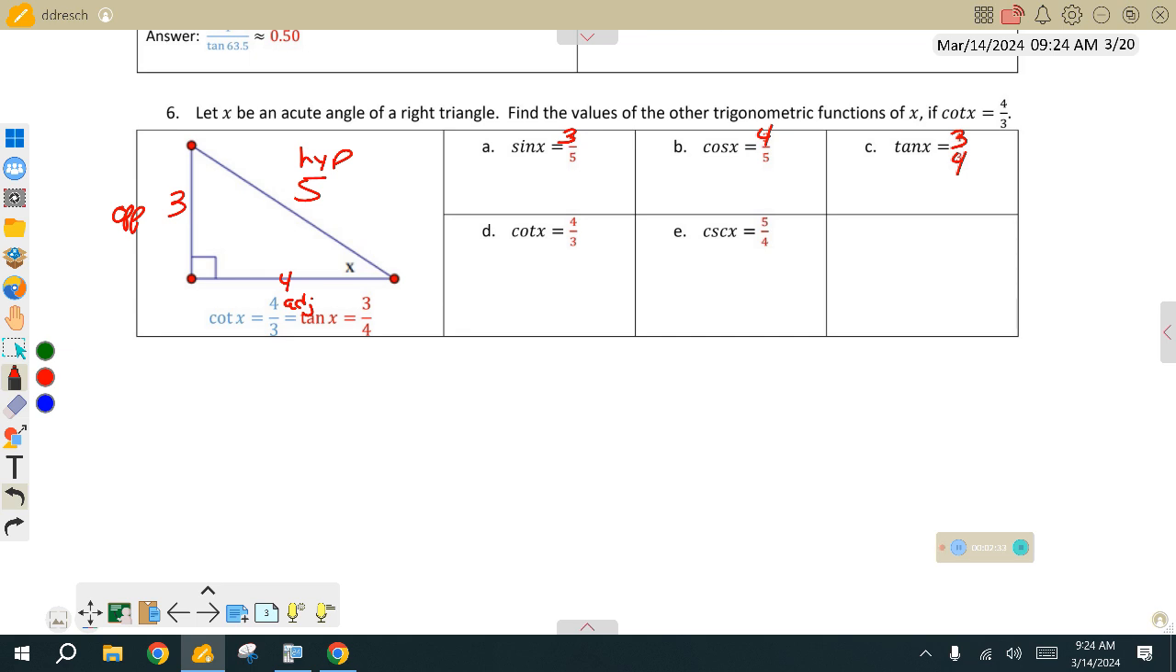So then after that, I want to go do my reciprocal functions, and all my reciprocal functions.